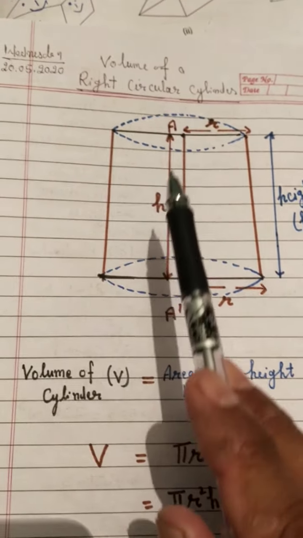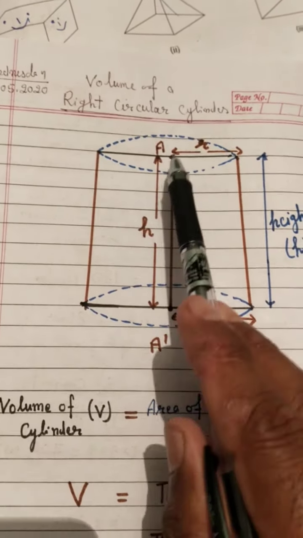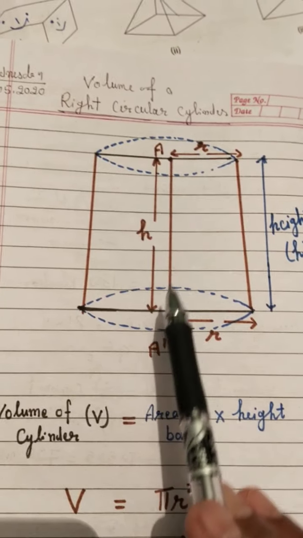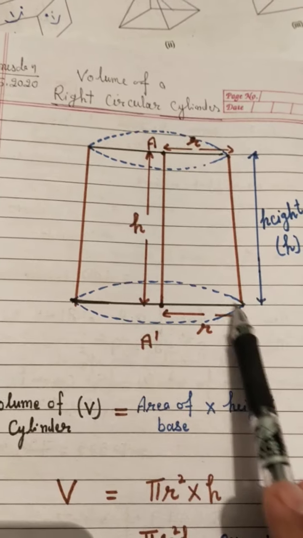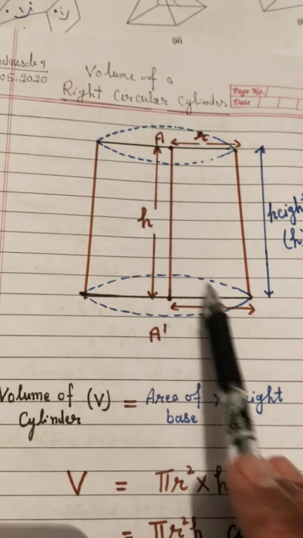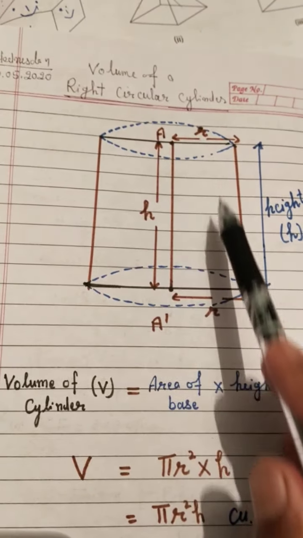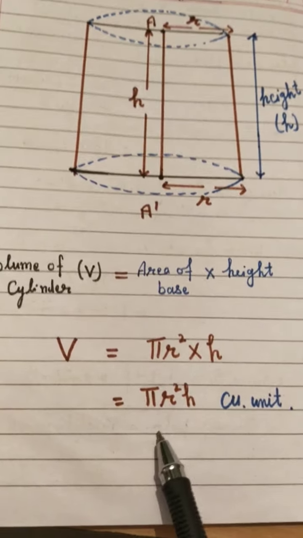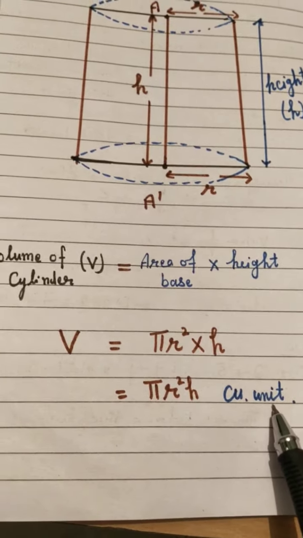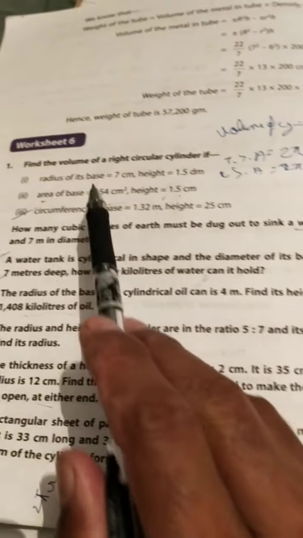Again, what is the volume? The measure of the amount of space a solid occupies is called volume. So to find the volume of a right circular cylinder, we note down the area of one plane circular base, that is pi r square, and its height is h. So volume of right circular cylinder is equal to area of base into height, pi r square into h, pi r square h cubic unit. Cubic unit is the unit of volume of a cylinder. So now we go for worksheet 6.